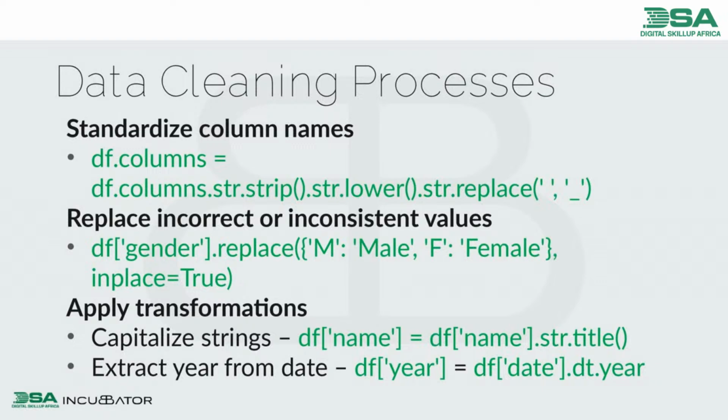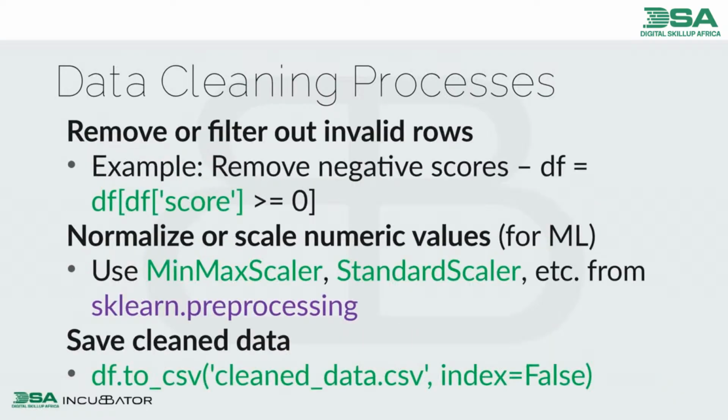Then we talked about standardizing columns, replacing inconsistent values. Then we're applying transformations. We want to change where we have name and add a title to the name also. Or extract a particular year, extracting the year from the dates, or capitalize strings and things like that. So these are little things that we spoke about. Then we did some other things like removing or filtering out invalid rows. We spoke about normalization when we talked about the MinMaxScaler and the StandardScaler. Then how to save your clean data set and things like that.